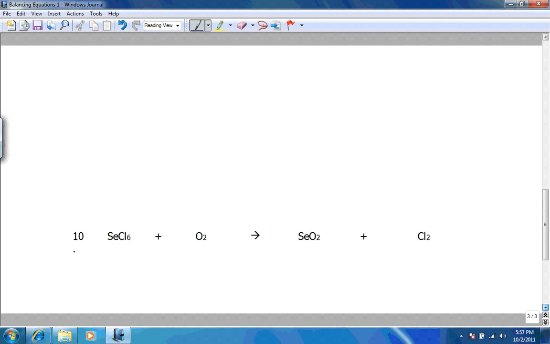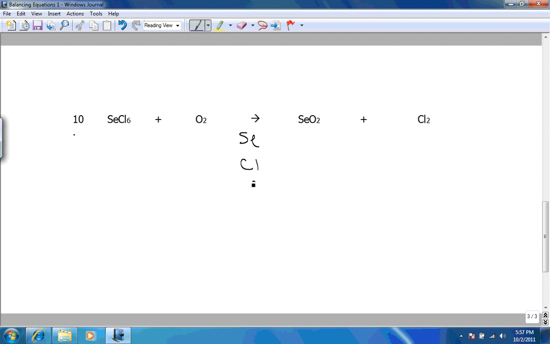And then the very last one, we have Se, Cl, and O. We have 1 Se and 1 Se. Cls, we have 6 on the left, and we have 2 on the right. And oxygens, we have 2 on the left and 2 on the right. The seleniums are balanced. Chlorines, however, we have 6 on the left and 2 on the right.